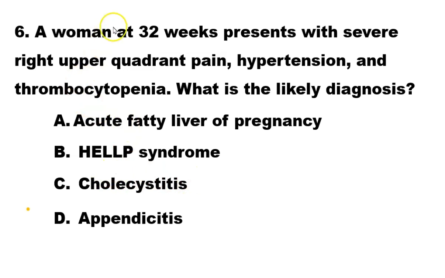Let me repeat again. A woman at 32 weeks presents with severe right upper quadrant pain, hypertension, and thrombocytopenia. So what is the likely diagnosis for this patient? A. Acute fatty liver of pregnancy. B. HELLP syndrome. C. Cholecystitis. D. Appendicitis. The correct answer is B. Hemolysis, elevated liver enzymes, low platelet counts.